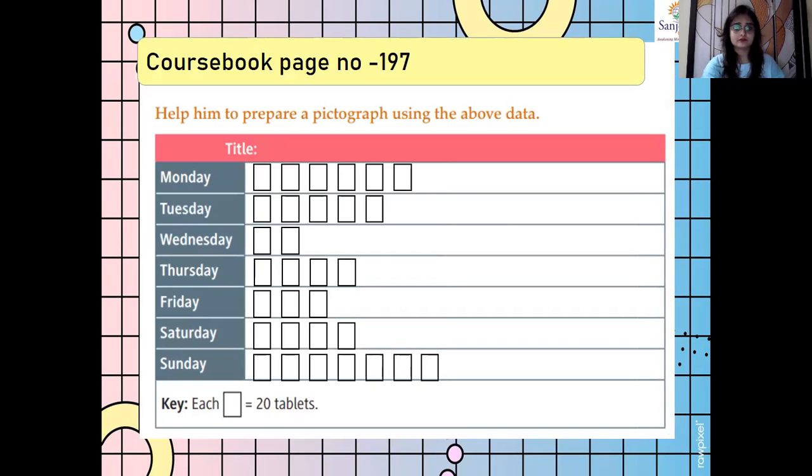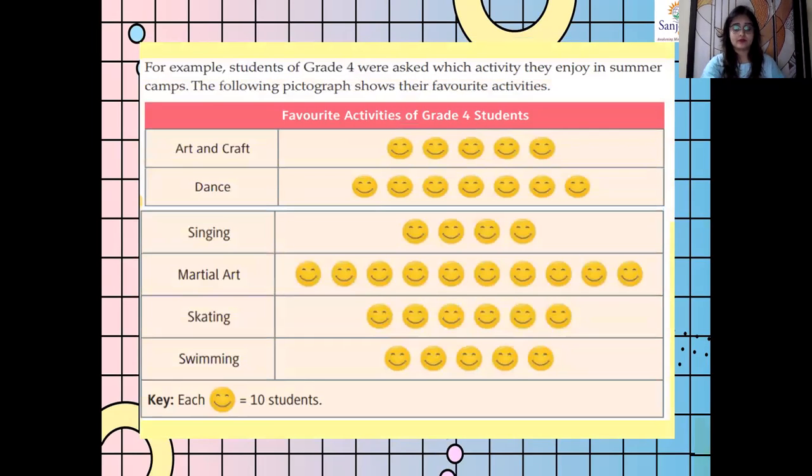Now pay attention here. Another example. Students of grade 4 were asked which activity they enjoy in summer camps. The following pictograph shows their favorite activities. Students of grade 4 were asked which activities they enjoy in summer camps like art and craft, dance, singing, martial art, skating and swimming. And they have recorded the data, favorite activities of grade 4 students.